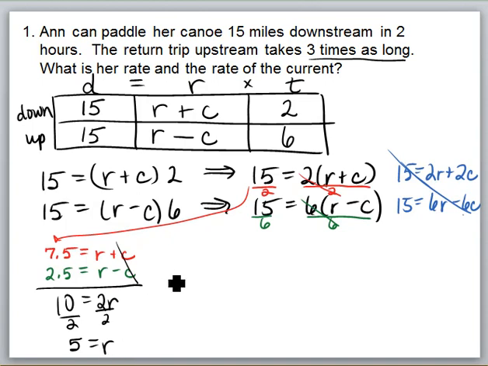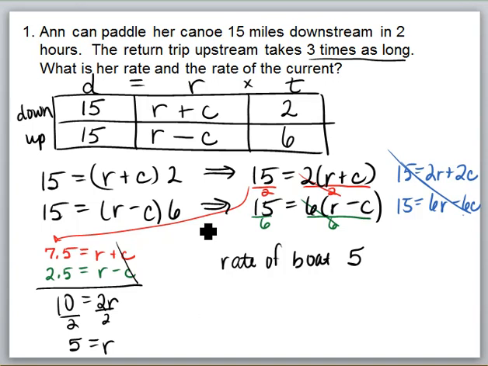What that stands for, the rate of the boat is 5 miles per hour. And then I'd have the rate of the current to figure out yet.